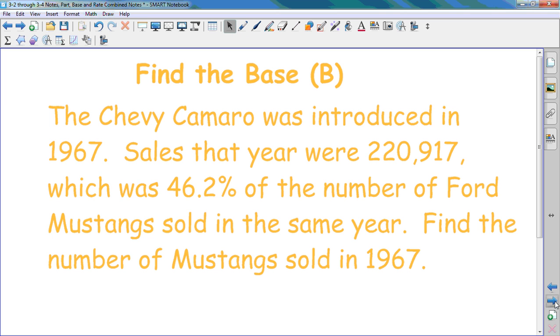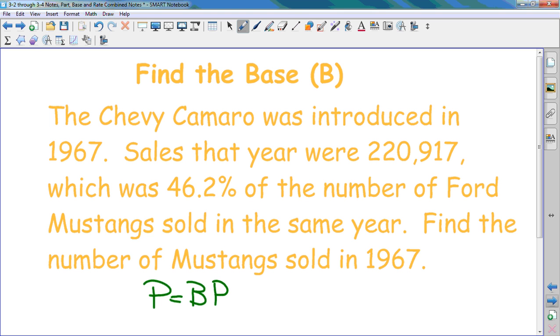Finding the base. The Chevy Camaro was introduced in 1967. Sales that year were 220,917, which was 46.2% of the number of Ford Mustangs sold in the same year. Find the number of Mustangs sold in 1967. Now we have a lot of ofs in here, but which one is actually the of that we need? We know that we have part equals base times rate.